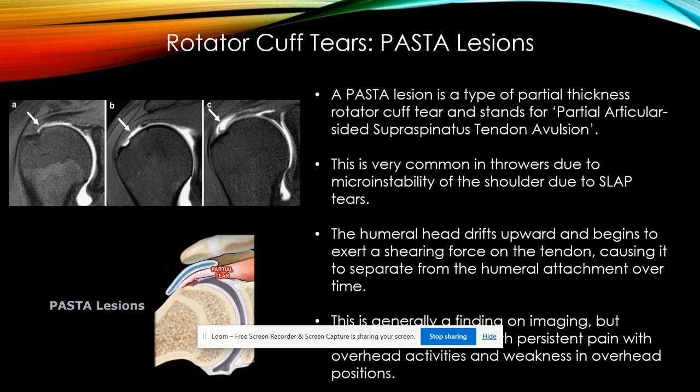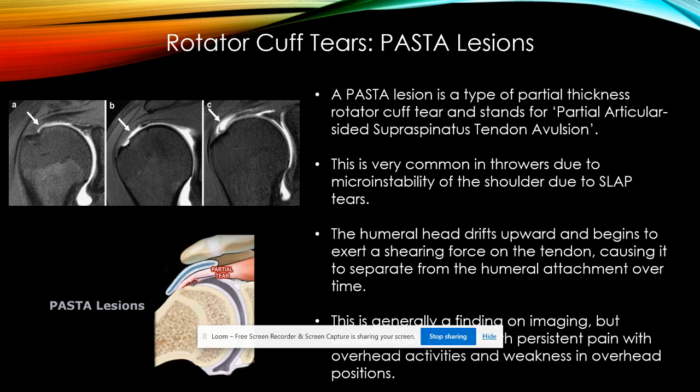When we have a SLAP tear, the humeral head actually tends to drift upwards a little bit and can start to grate on the undersurface of the tendon with normal shoulder motion. As that happens back and forth, the tendon begins to delaminate and thin out and then lift away from the humeral head. And that is a PASTA lesion, right?